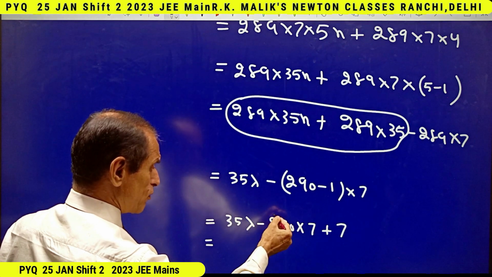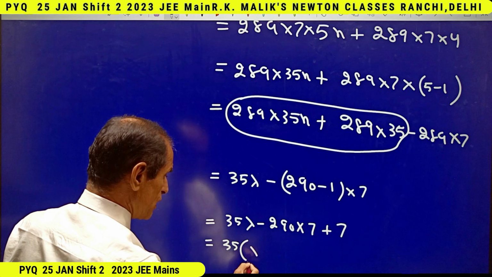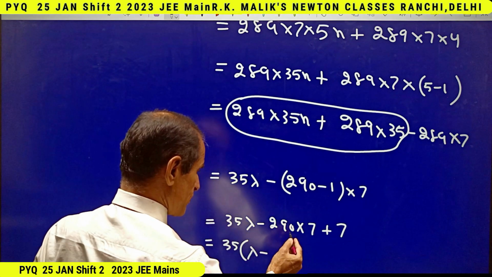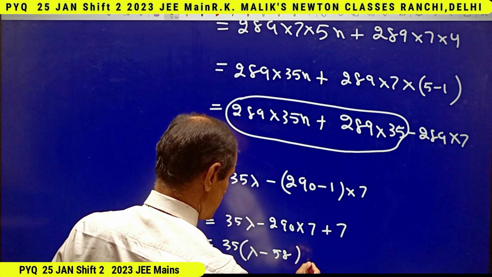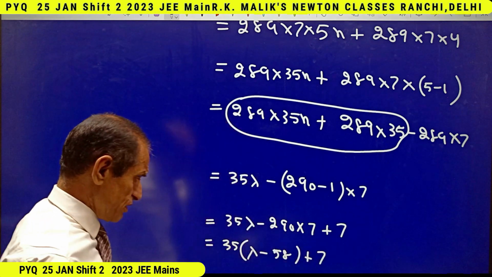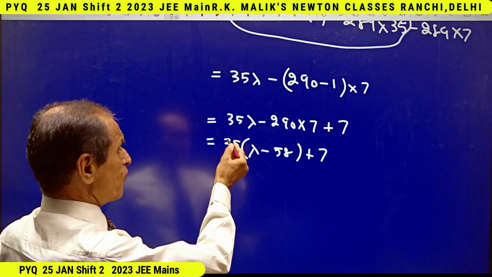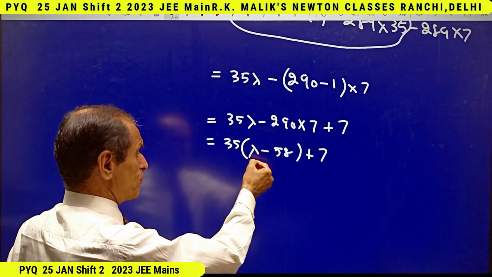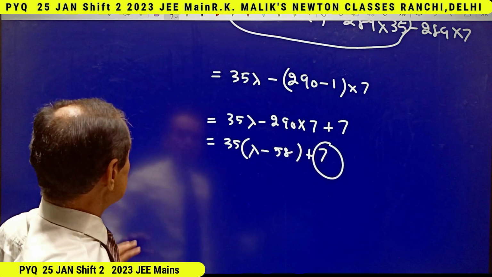Because 5 can be taken common from this, I will get 35 into lambda minus 58 plus 7. That is, I have brought it in the form of 35 into some natural number plus 7. Hence, I can say 7 is the remainder.